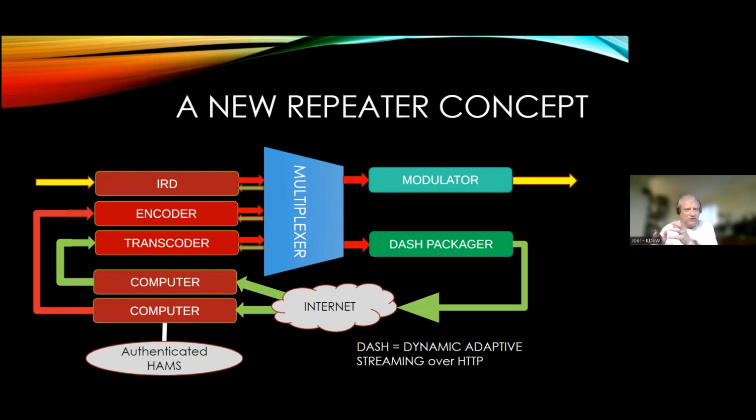So then you can take content that comes from Zoom and put it up on the repeater, and vice versa. You can take the content from the repeater and send it to a streamer, so you can stream it into the internet, and so then you can see both sides.